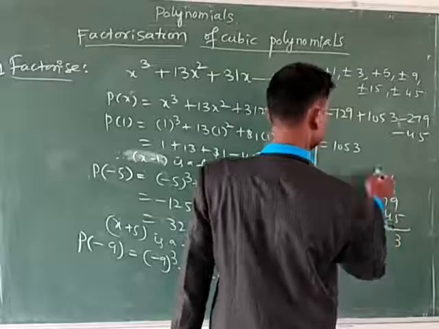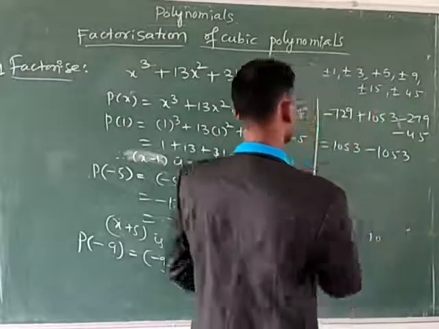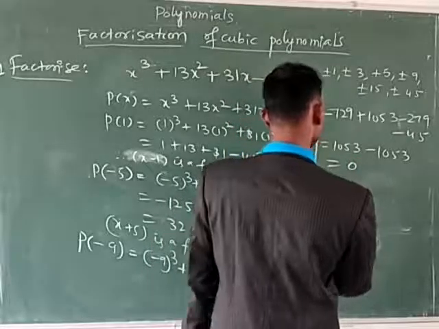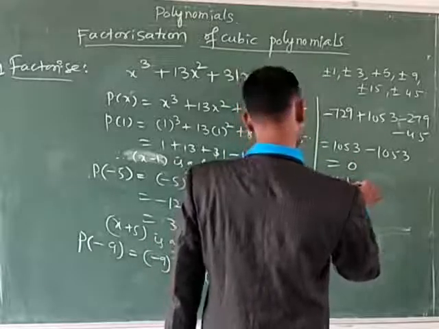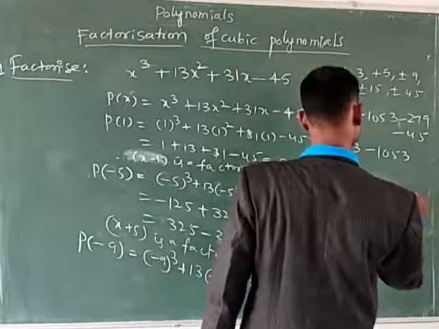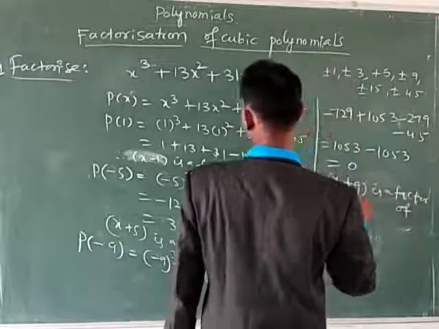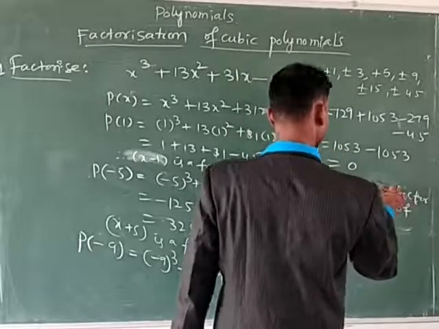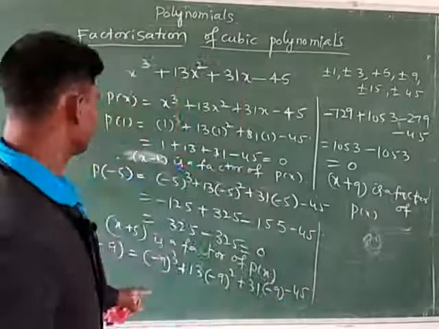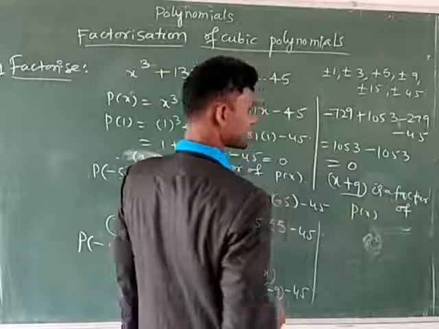This is 10 minus 1053. It is equal to 0. See here, this is equal to 0. That's why here x plus 9 is a factor of p of x. Now already this is one factor, this is also one factor, and this is also one more factor. 3 factors already came.